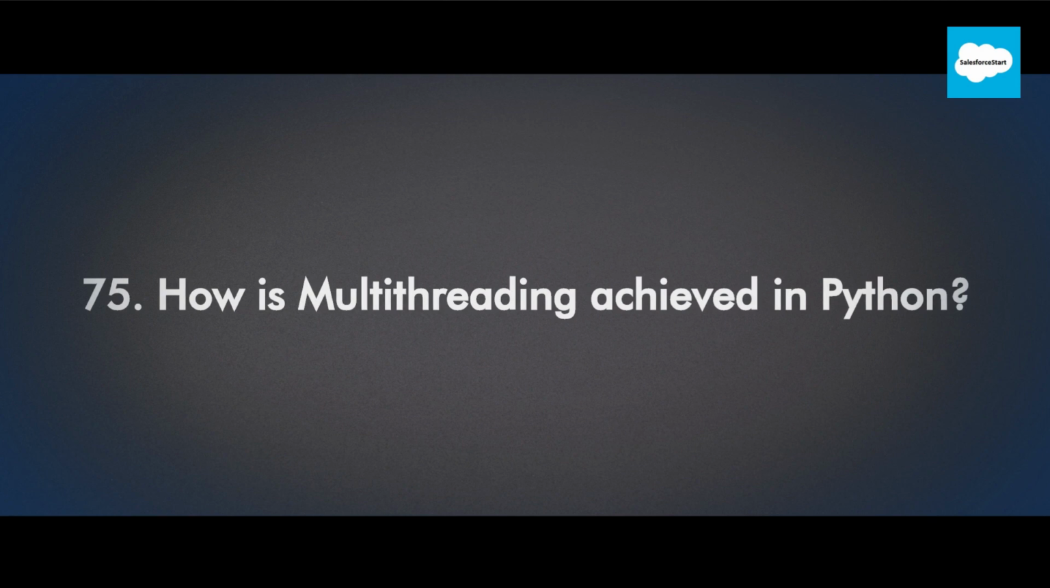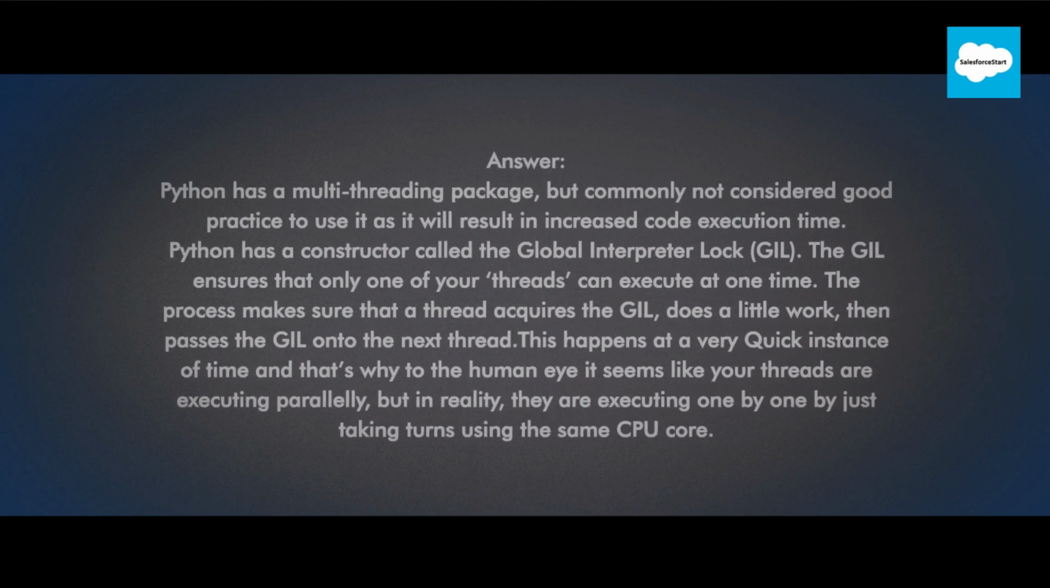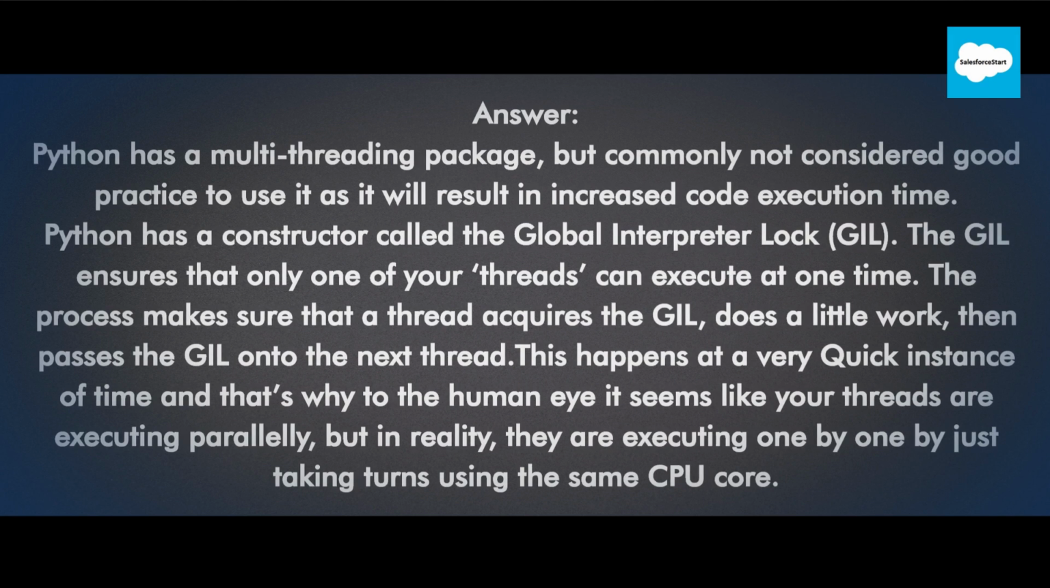75. How is multithreading achieved in Python? Answer. Python has a multithreading package, but it is commonly not considered good practice to use it as it will result in increased code execution time. Python has a constructor called the Global Interpreter Lock, GIL. The GIL ensures that only one of your threads can execute at one time. The process makes sure that a thread acquires the GIL, does a little work, then passes the GIL onto the next thread. This happens at a very quick instance of time, and that's why to the human eye it seems like your threads are executing parallelly, but in reality, they are executing one by one, just taking turns using the same CPU core.